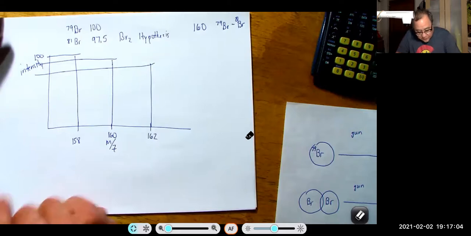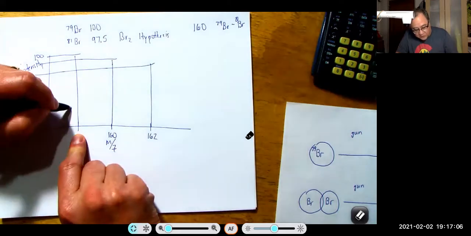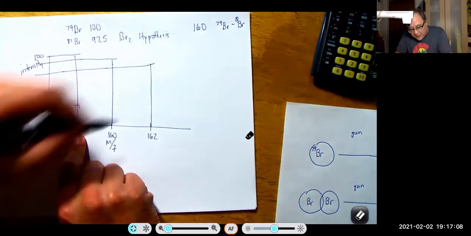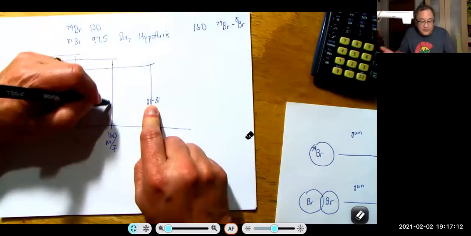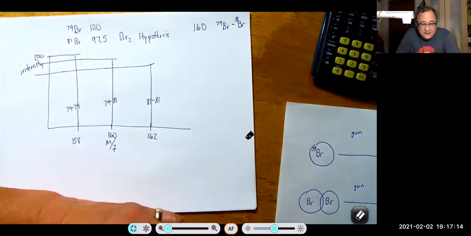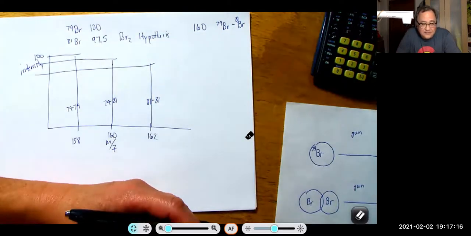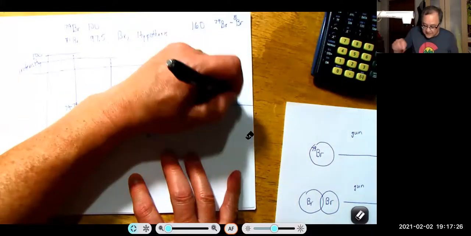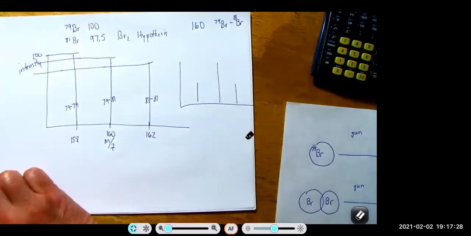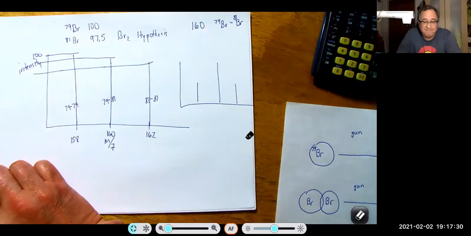Because these 2, a 79 and 79, are most likely. 81 and 81 is less likely. So 79, 81 should be in between. Does that make sense? It should. But what we saw was this. The 160 was actually twice as tall as the others.